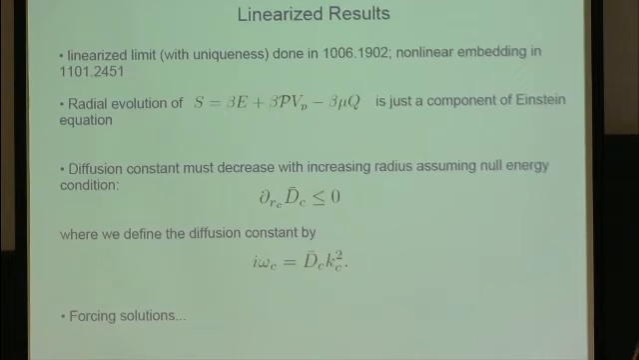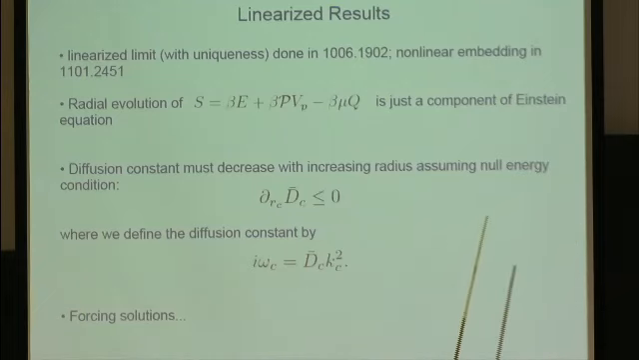And you can show that radial evolution of this, where by things like the energy and the pressure, I mean the things that you get out of the fluid. It's just a component of Einstein equation. That's it, just one of the radial components. Actually, a combination of them.